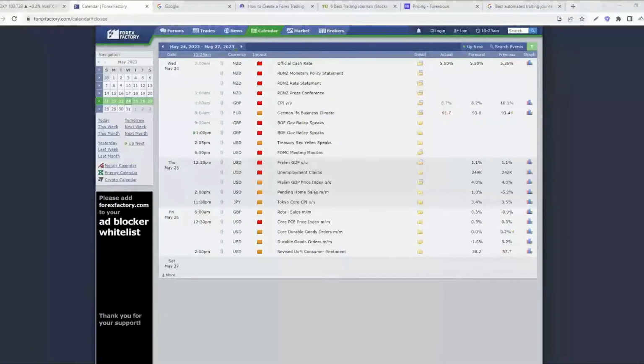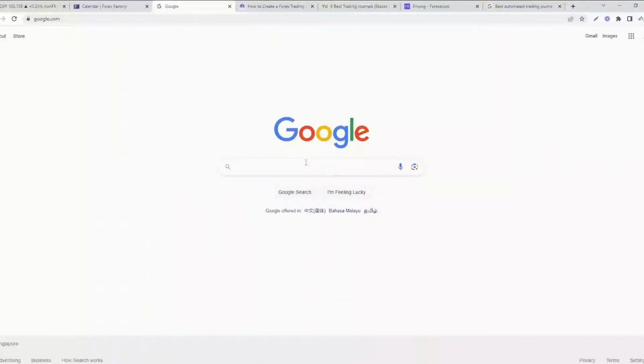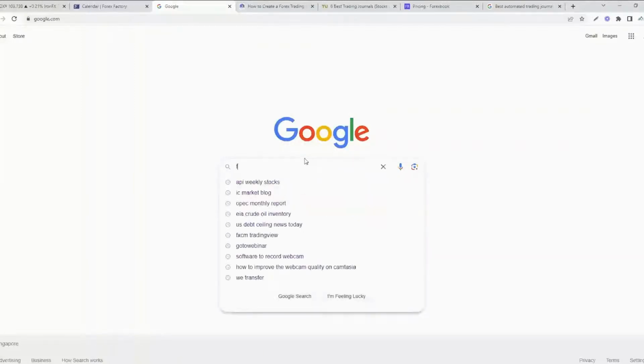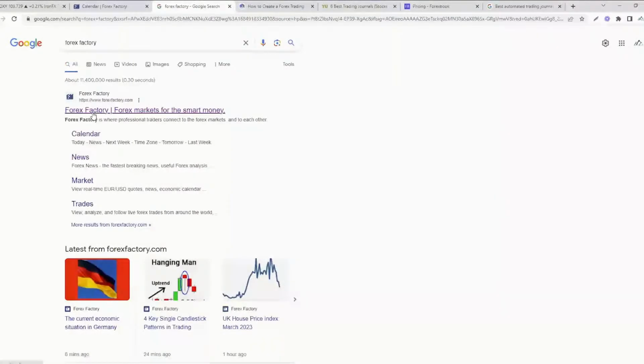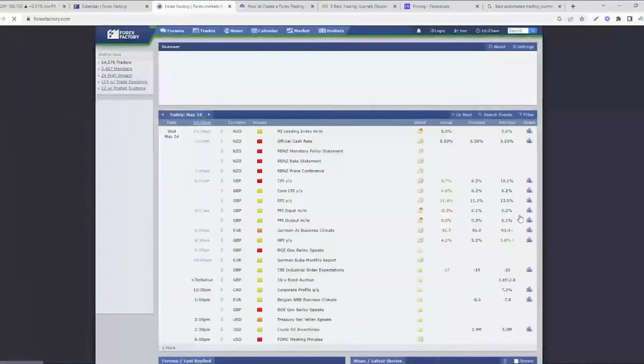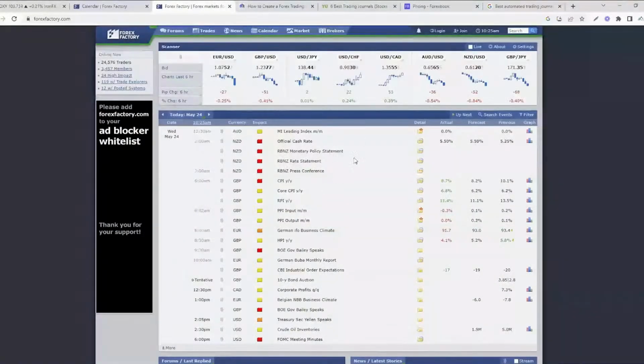Let me just rewind it again. Maybe I'll just start from the top. I'll just Google Forex Factory. It will usually be the first result on the page. Click on Forex Factory and it brings you here. If it doesn't bring you here, just look out for this calendar icon, but generally it should always bring you here.